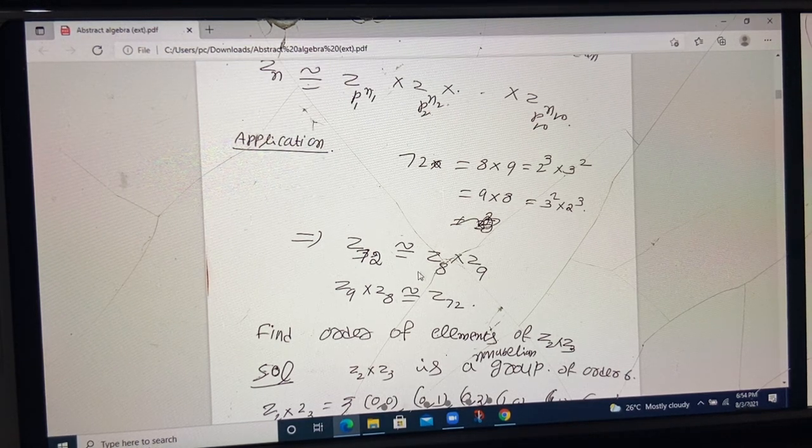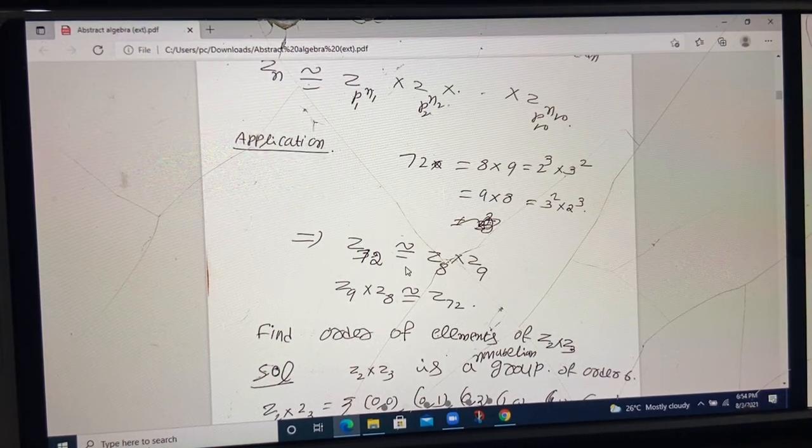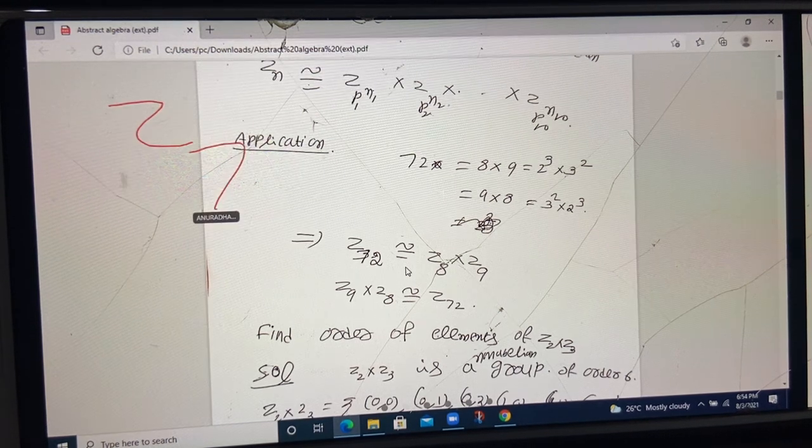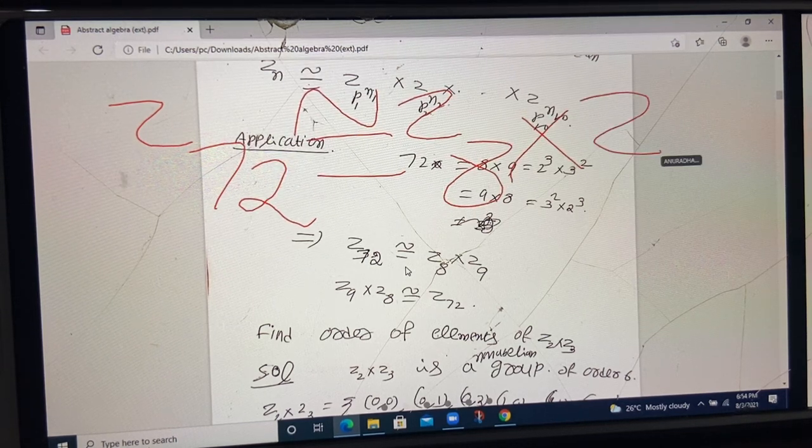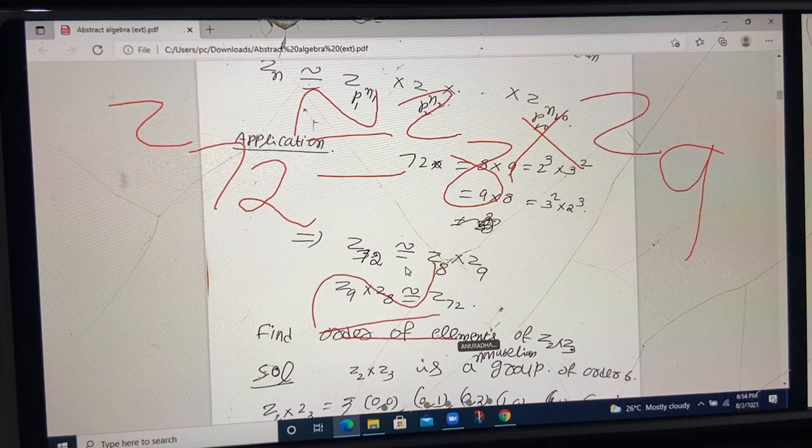Very important: Z72 is equivalent to Z8 cross Z9, which is also equivalent to Z9 cross Z8. But Z8 cross Z9 is not equal to Z9 cross Z8. They are not equal, but equivalent. Equivalent means isomorphic. They are similar, but not the same. So take down this as a note: Z72 is equivalent to Z8 cross Z9, which is also equivalent to Z9 cross Z8.